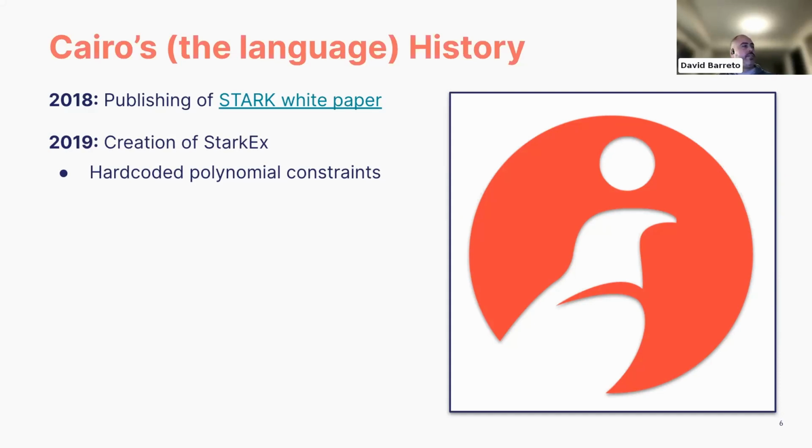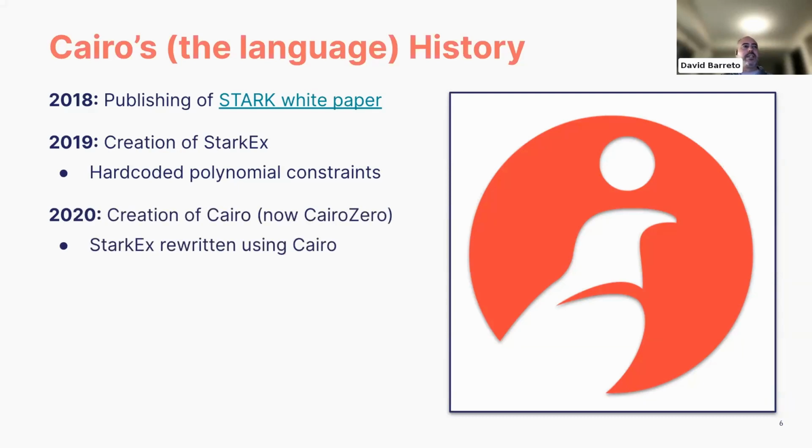The original version of StarkEx actually had hard-coded polynomial constraints. Right? Back then, there was no Cairo. It was basically done by hand. And that was feasible because StarkEx only has a limited number of things that it can do, like trading, spot, options, stuff like that. So it's feasible to hard code those things and just make it work. But Cairo came from the need: okay, how can we build more features into something like StarkEx without having to manually write all these polynomial constraints? So that's why in 2020 Cairo was invented. That initial version of Cairo is what we call today Cairo 0.